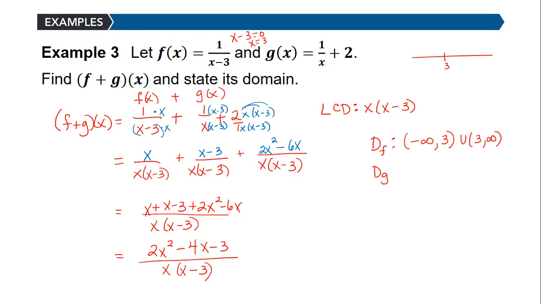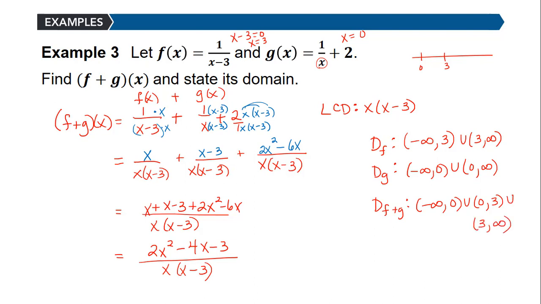The domain of g, well, its denominator is x, and so x is equal to 0 at x equals 0, so its domain is negative infinity to 0, union 0 to infinity. And so to find the domain of f plus g, we have to take the intersection of these two sets. So the intersection is all real numbers except for the 0 and the 3. So we would write this as negative infinity to 0, union 0 to 3, union 3 to infinity.